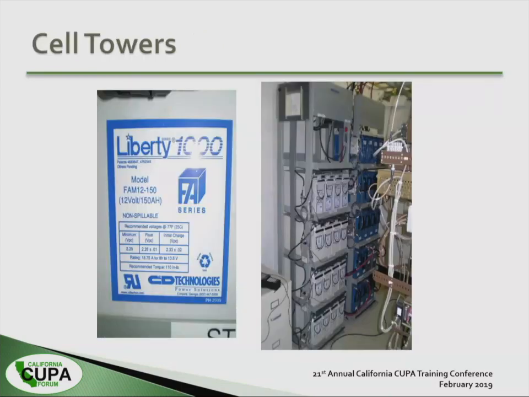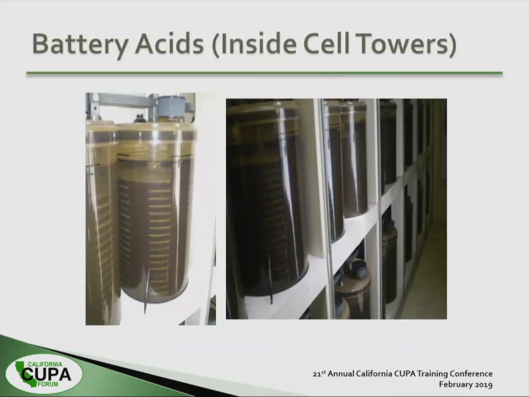Another common one are cell sites located in remote areas. So you see cell sites have the battery acids. As long as it's below threshold quantities in the remote site, then it meets the exemption of a remote site. And you just need the one-time business plan.